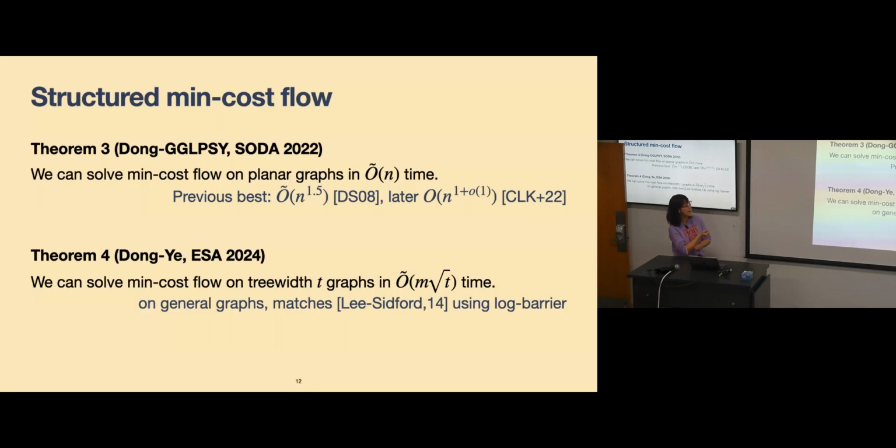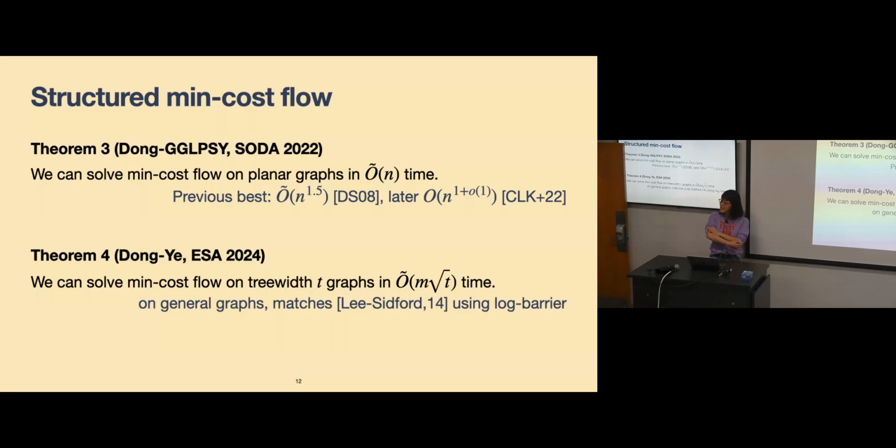And just as a small follow-up, we also extend this min-cost flow on planar graphs to min-cost flow on low tree width graphs. Essentially, this is using exactly the same tools. Just instead of planar, we use this other tree width parameter.